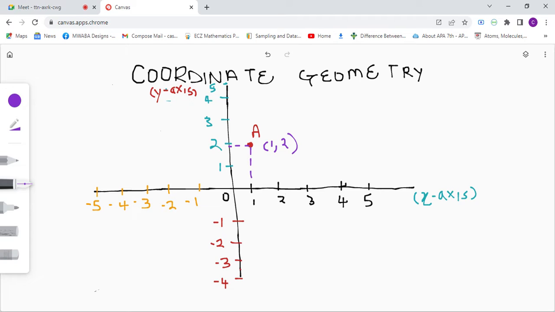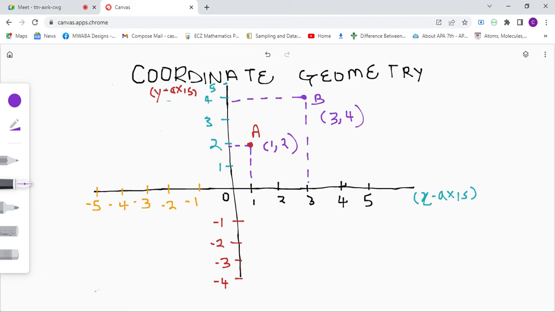Let's look at another point. Let's say this point, we'll call this point B. You just draw a line to your x-axis. What point is it corresponding with? This is 3. Then we go to our y-axis, and it's corresponding with 4. So the coordinates of point B are 3, 4.